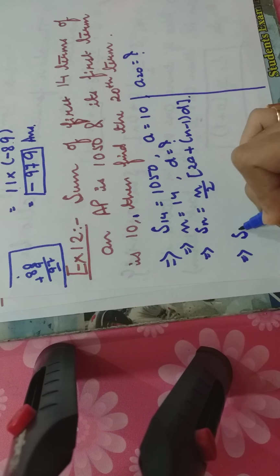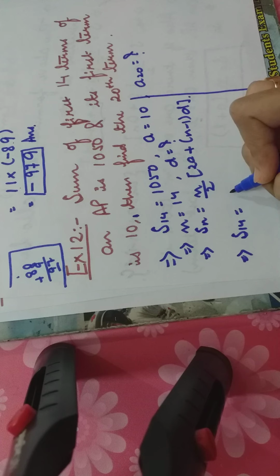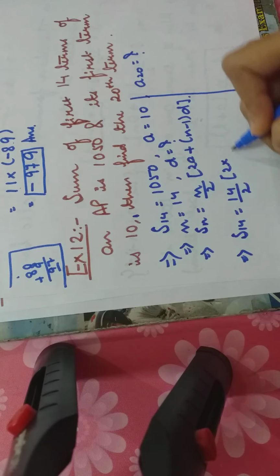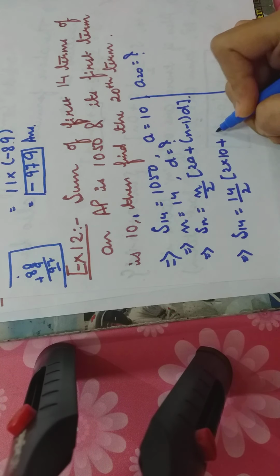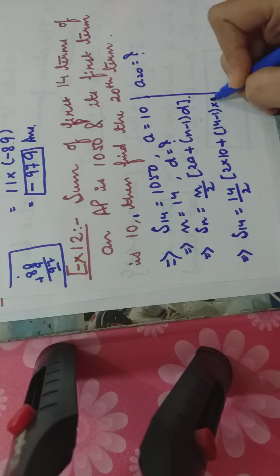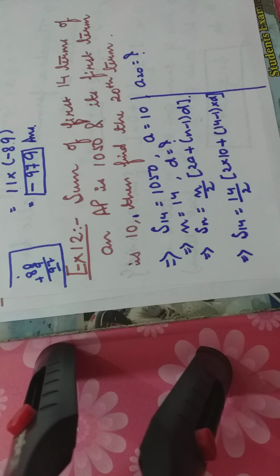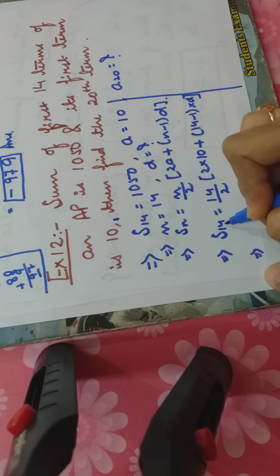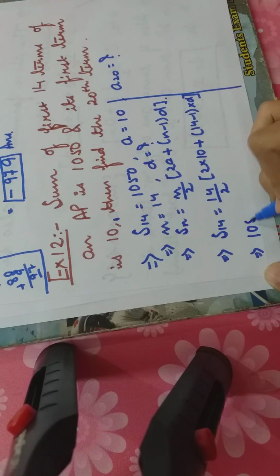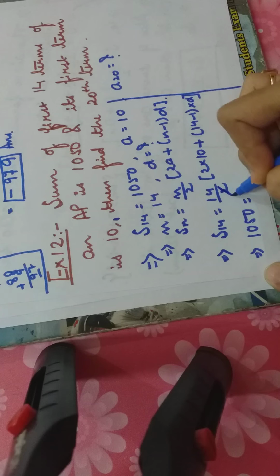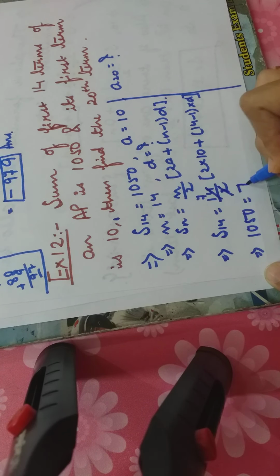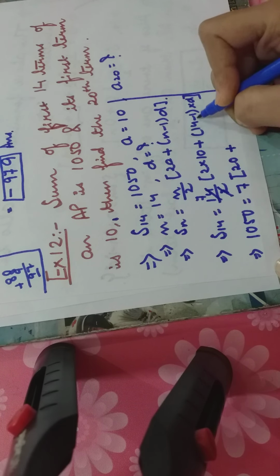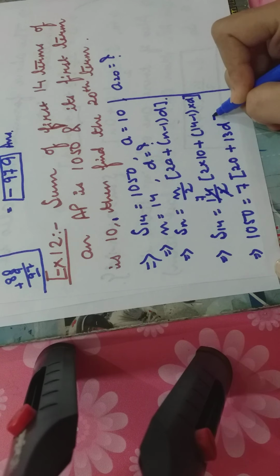So S14 value is given. The n value is 14. 14 by 2 into 2a, where a is 10, plus n minus 1, n value is 14, so 14 minus 1 into d, which I have to find out. I am simply writing it as d. Now S14 is 1050. So 1050 equals, I will cancel out 2, 7 2s are 14, so here I will get 7. And 2 into 10 will be 20, plus 13d.